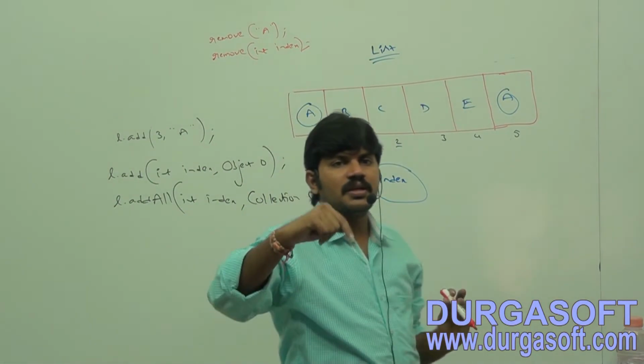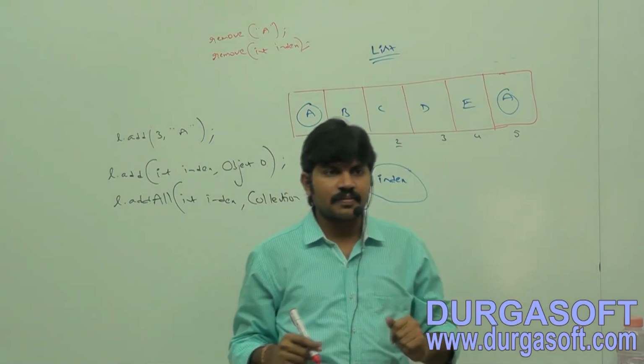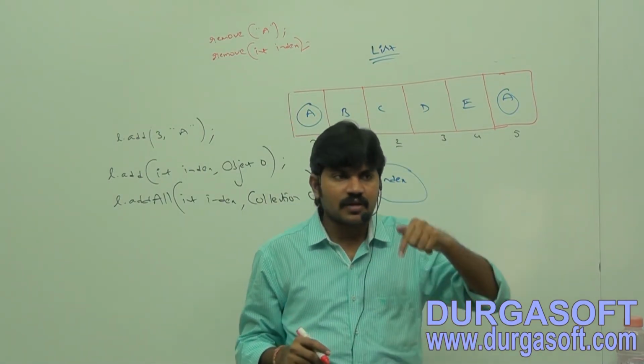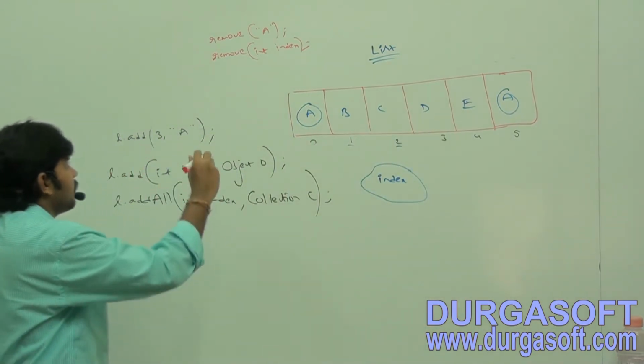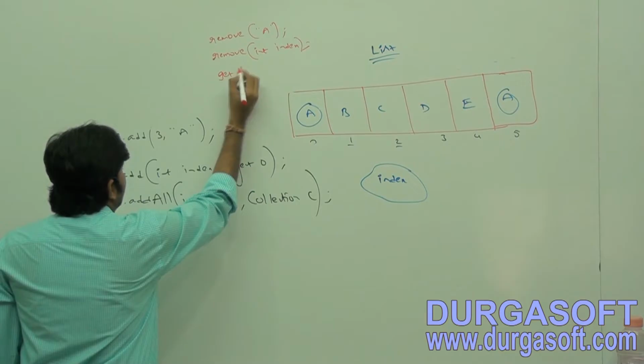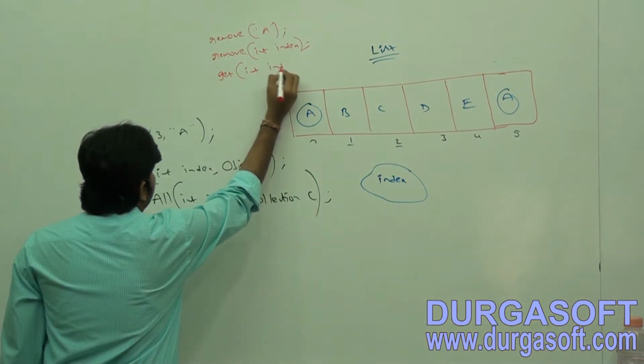Next, my target: sir, which object is there at the fourth index? Can you please give that object? What is the method you have to use? get(int index).